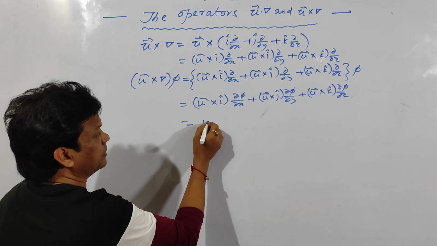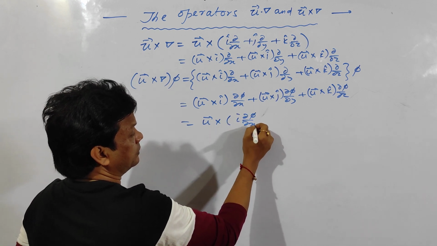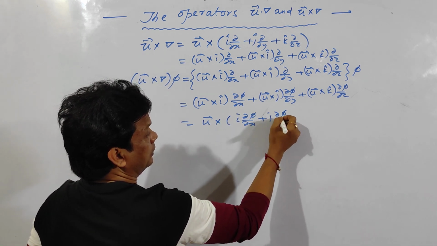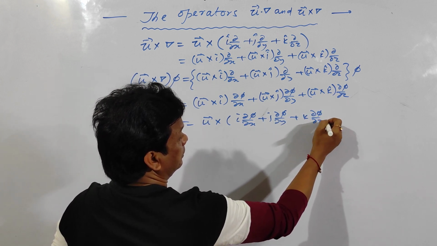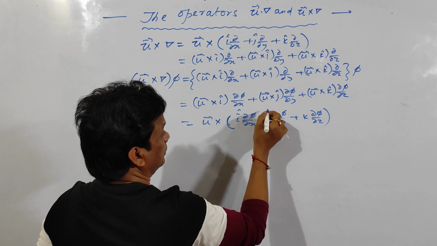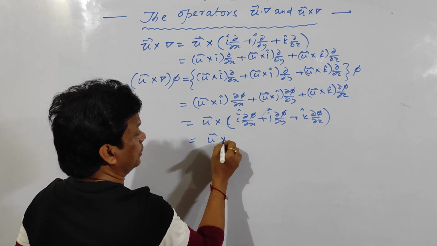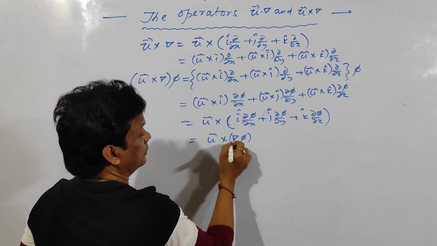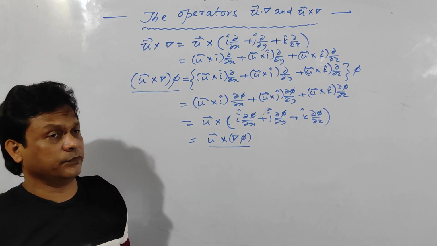And this can be written by taking u cross common: it will be i del phi by del x plus j del phi by del y plus k del phi by del z. Clear? And it is equal to u cross grad phi. So u cross del of phi is equal to u cross grad phi. Clear?